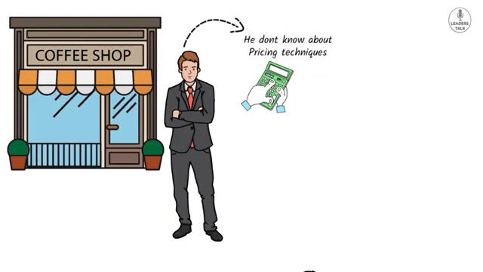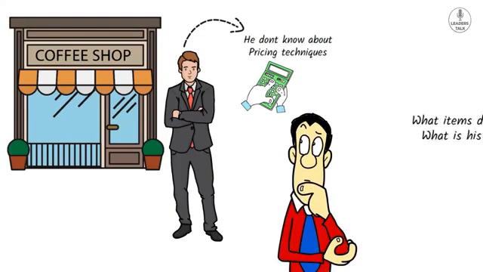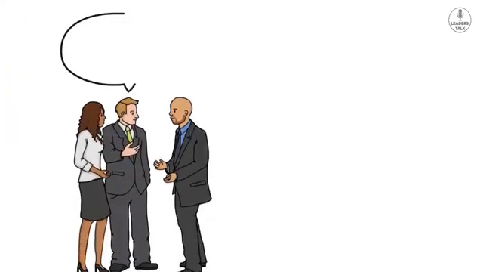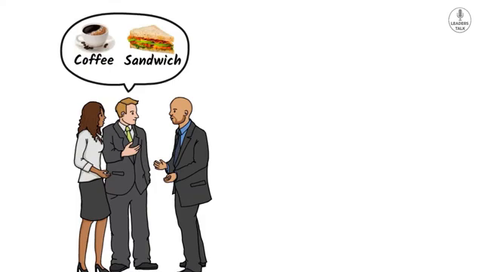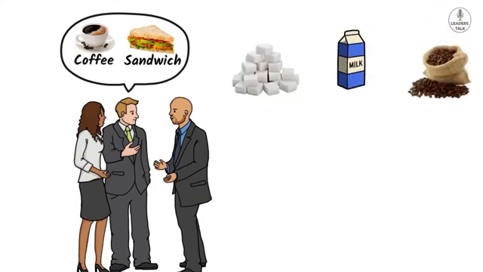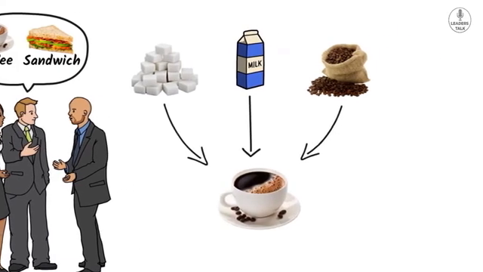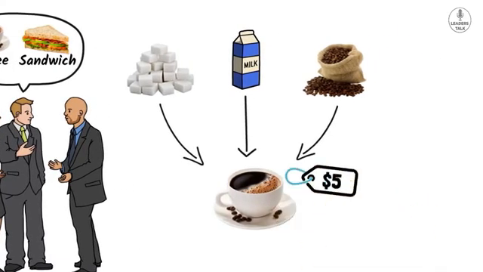Before discussing and deciding the price, let's have a look at the items he is offering to his customers and what his cost price is. When we asked him, he told us about his items, coffee and sandwich. Now if we start the calculation, first we have to calculate the price of sugar, milk, and coffee beans which he is using to make the coffee. He told us his total cost of making a cup of coffee is a minimum of $5.